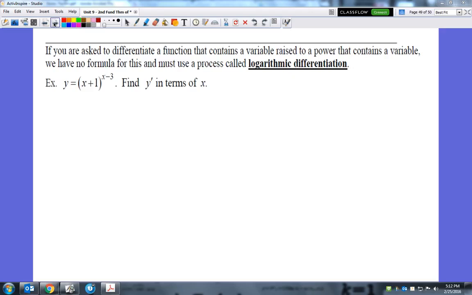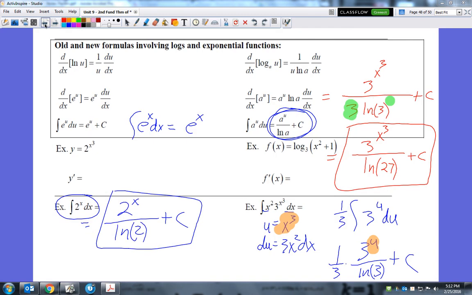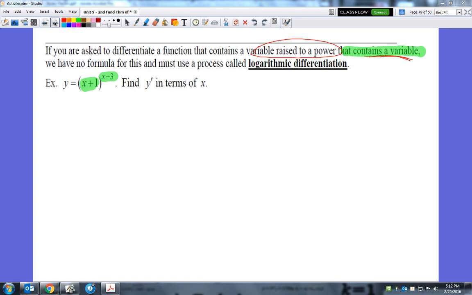All right, our last problem. If you are asked to differentiate a function that contains a variable raised to a power that contains a variable, that's different. We're used to raising to a power, but we didn't really have the variable downstairs as well. We had numbers before, but now we have the variable on top and on bottom, or the power and the base. So we're first going to find y prime in terms of x.